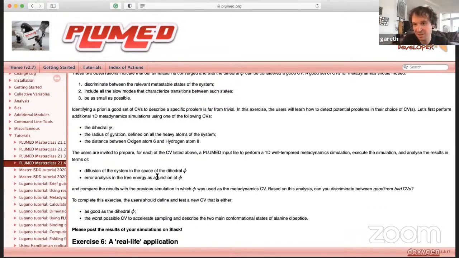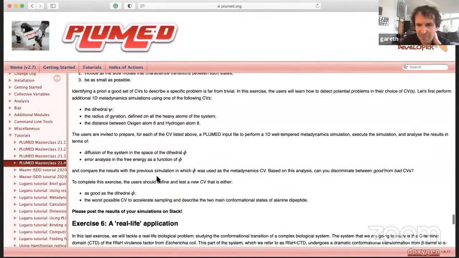And if you're using the Slack to comment on things, you're doing things in parallel. So you could even collaborate together, and you could say, for example, Oscar is going to do the dihedral, and Karen is going to do the radius of gyration, for instance. And then you can both post those results, and then on Slack you can talk about which one is good, which one is bad. So that's kind of fun. You can mess around and experiment with this method on this testbed system of alanine dipeptide.